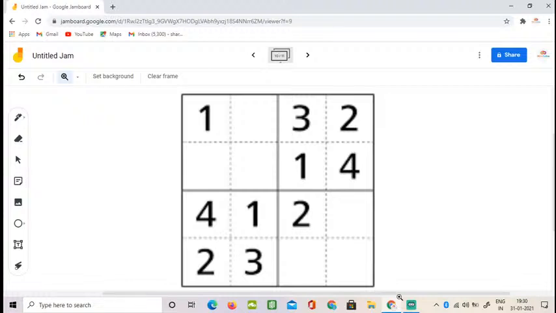So I think I have not got any answers. So now let me just give the explanation for this. So 1, 3, 2. So the leftover number is 4. Okay, here 3, 1, 2 and the leftover number is 4. 4, 1, 2 and the leftover number is 3.